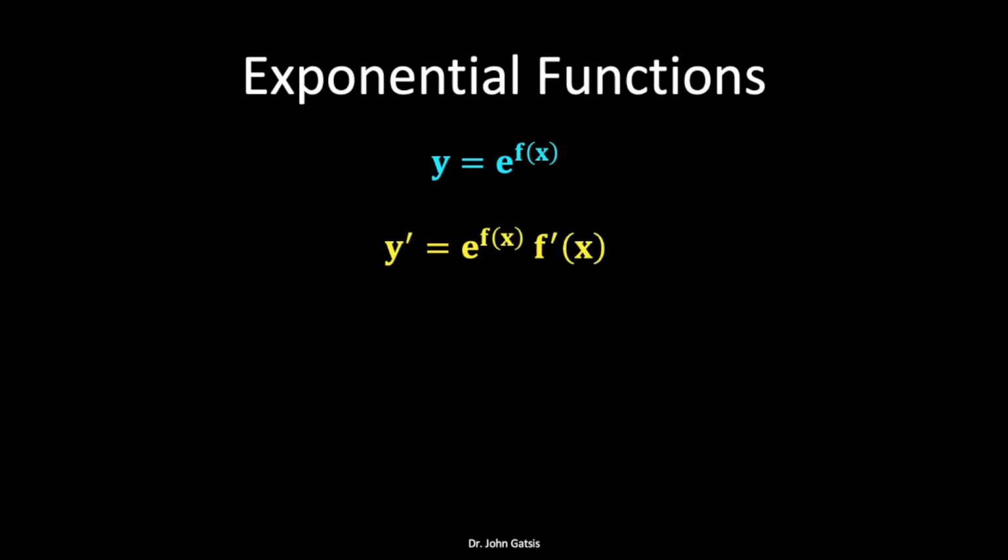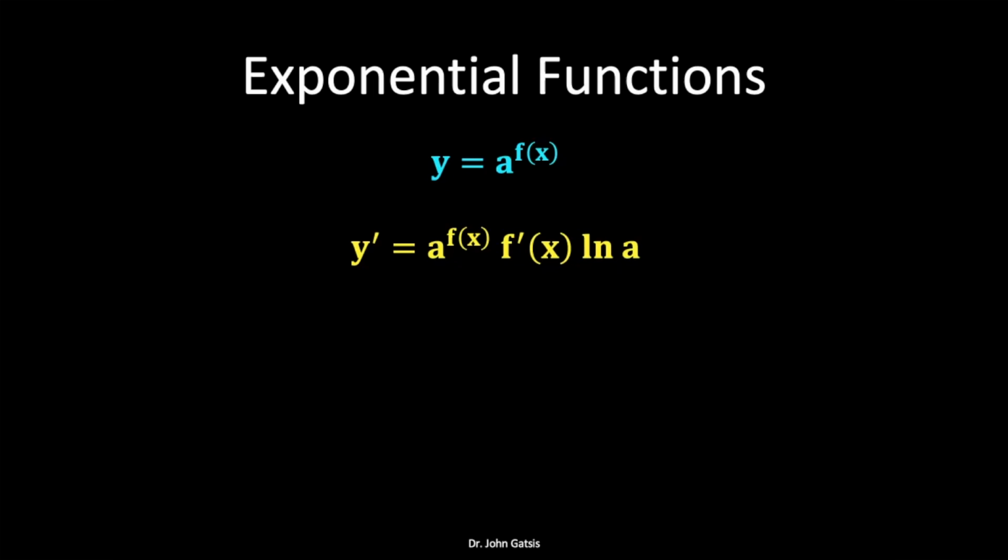If we add the general base a and we add the chain rule to the exponent, we have the most general form for exponential functions. In this case, that's a to the f of x. Its derivative consists of three parts. We have copying the exponential, taking the chain rule or the derivative of the exponent, and then finally multiplying by the natural logarithm of that base.